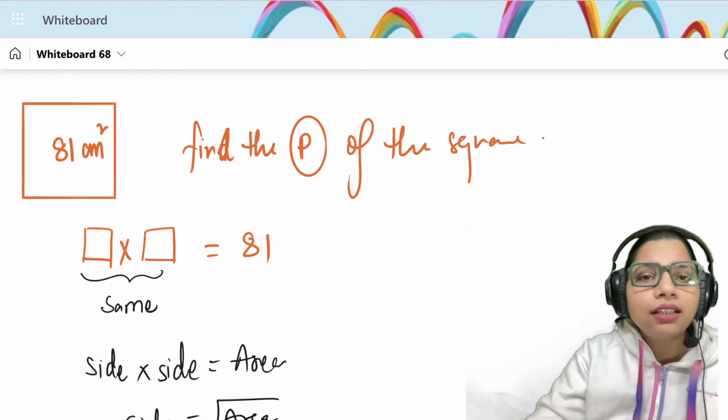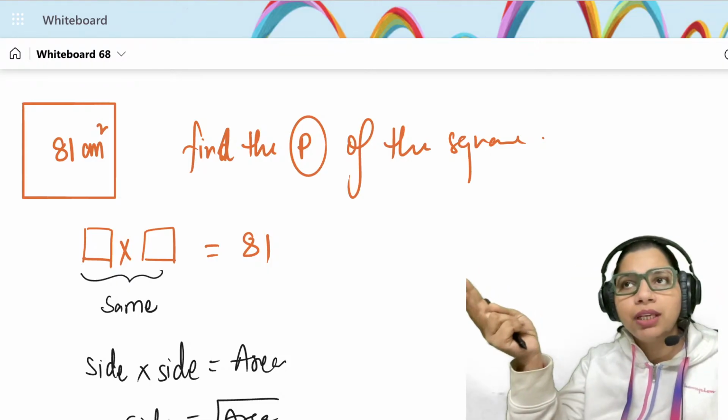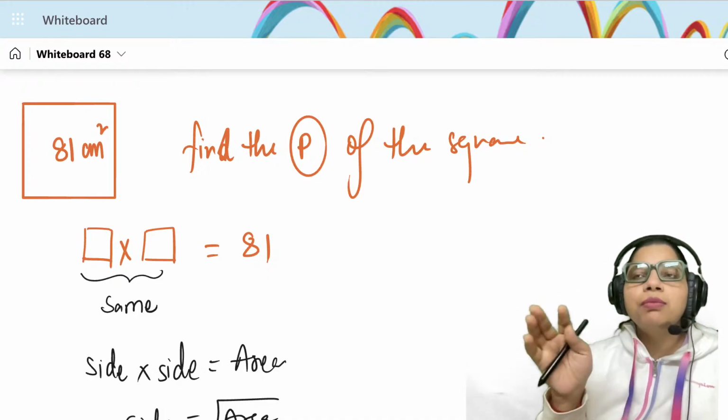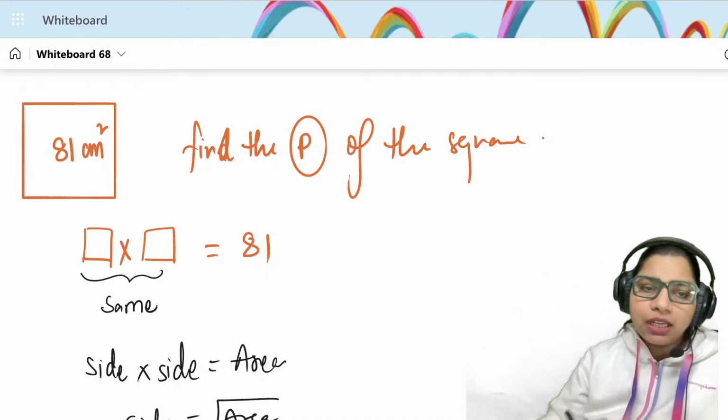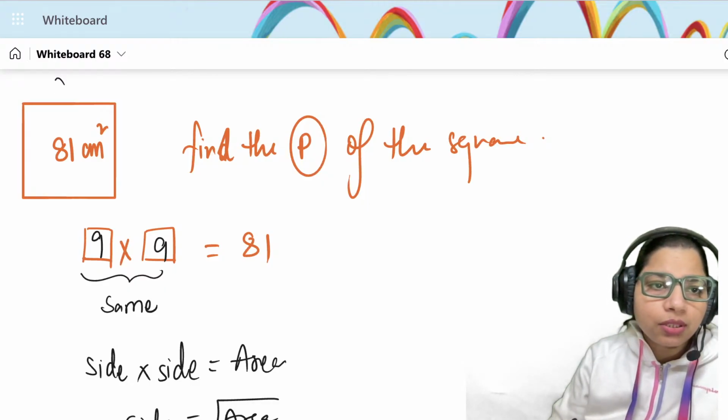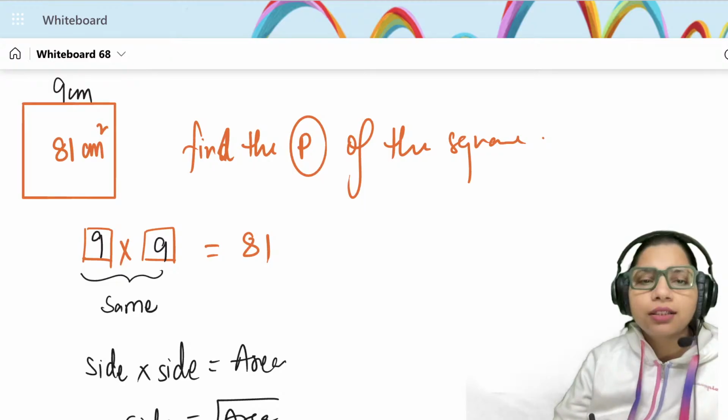When that's a rectangle, you have to think of two different numbers making up 81, or maybe whatever it is, making up the area. Two same numbers making up the area. That's very simple. 9 and 9. Yes, 9 centimeters is the side length.